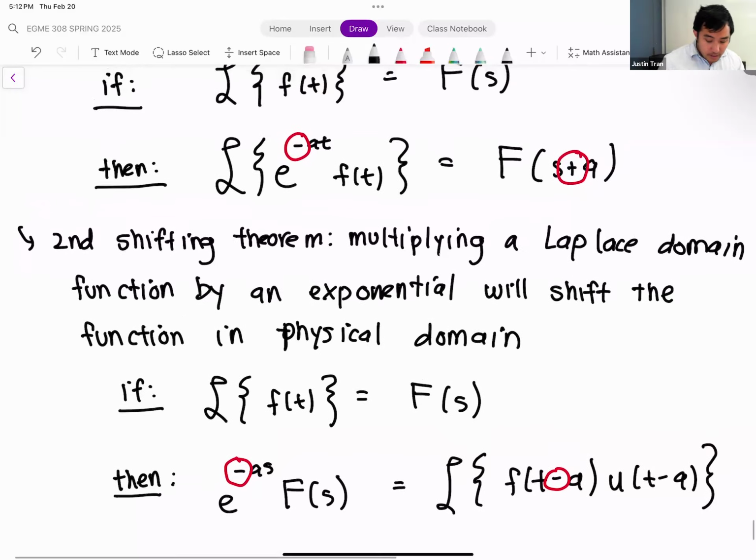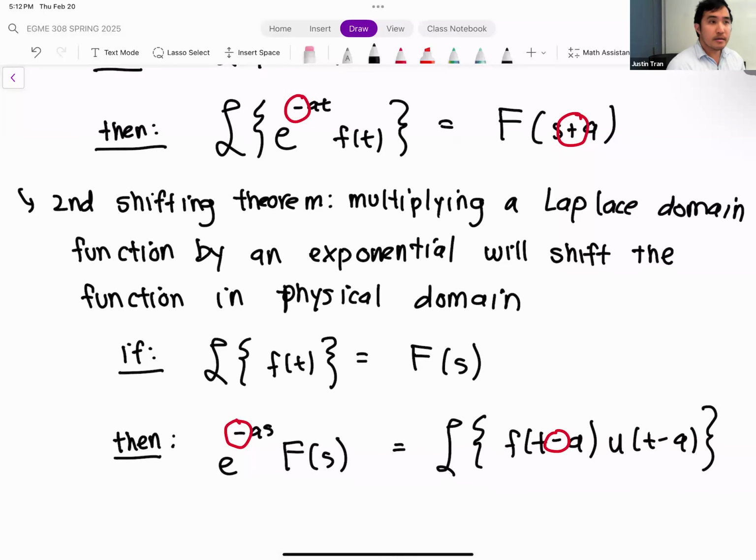Okay. Any questions on these? Yeah. In the second shifting theorem, if we multiplied by a positive, would the sign in the step function also change? It would, yes. Whatever sign is in this exponent here, it's going to match there. So if you multiply by e to the positive as, it's going to be f of t plus a times u of t plus a.